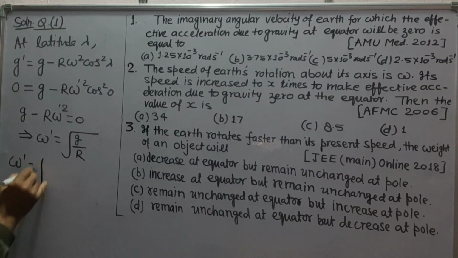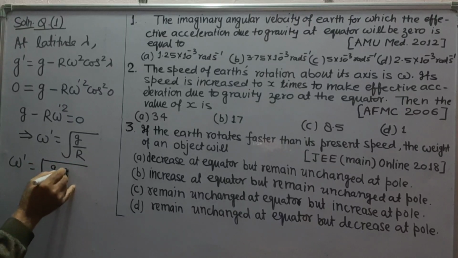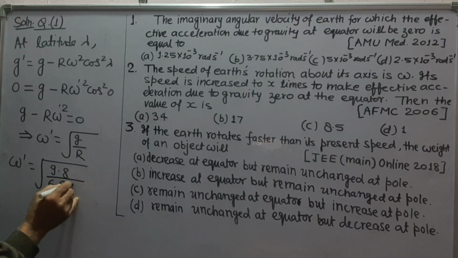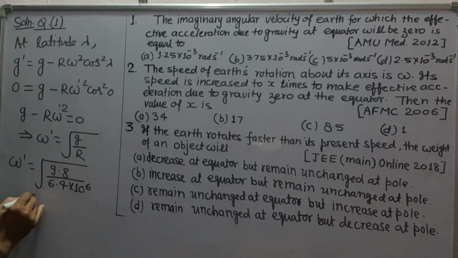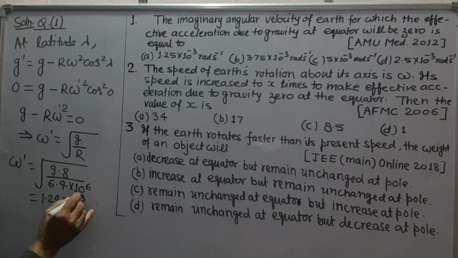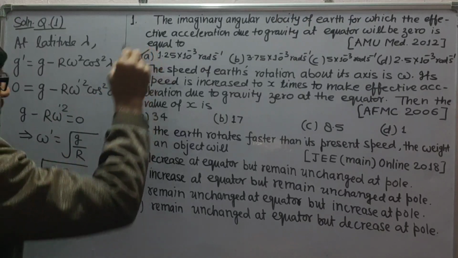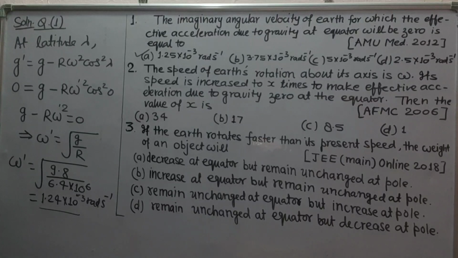Omega dash is equal to root of 9.8 upon 6.4 into 10 to power 6, which gives 1.24 into 10 to the power minus 3 radian per second. Thus, the correct option will be A. Now, second question. Speed of Earth's rotation about its axis is omega. Its speed is increased to x times to make effective acceleration due to gravity 0 at equator. Then the value of x is.